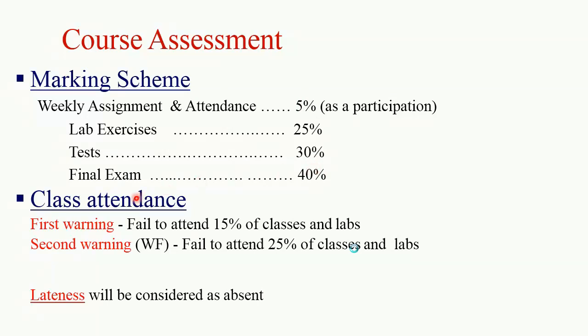In the class attendance, if a student fails to attend 15% of the classes and the labs, the first warning will be sent to the student, and if any student fails to attend 25% of the total classes and the labs, the second warning, that is WF, will be given to the student, and lateness will be considered as absence.